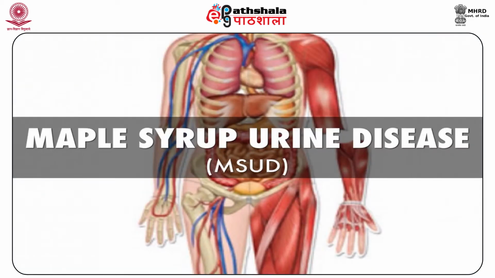Maple syrup urine disease. Deficiency of an enzyme called BCKD causes buildup of amino acids in the body. Nerve damage can also be seen and the smell of urine is like syrup.